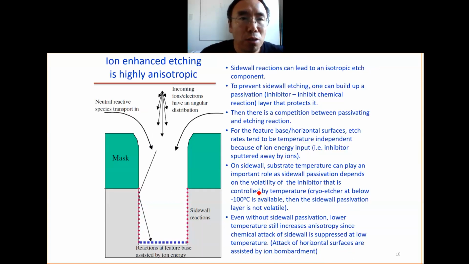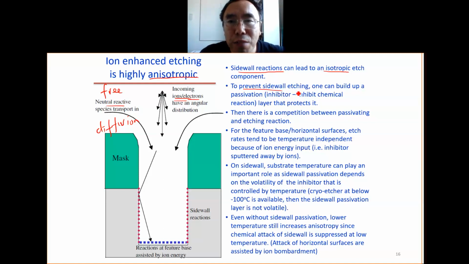So now let's look at how to get an isotropic profile. Here we have the neutral species, also called free radicals. They come in by diffusion. The ions and electrons are very directional because of the sheath barriers. They come in directionally. If there is side wall reaction, then there will be isotropic components, it will become isotropic. So we need to prevent the side wall from etching.